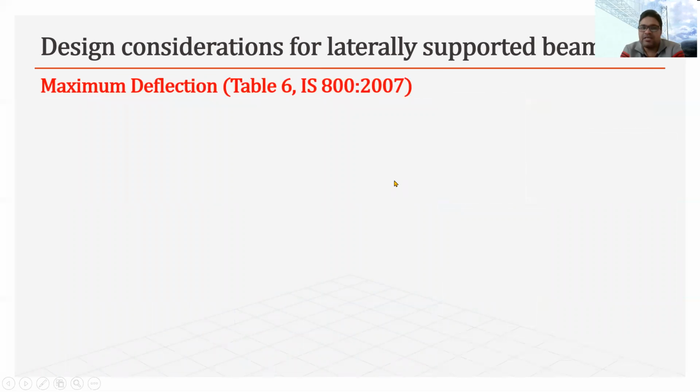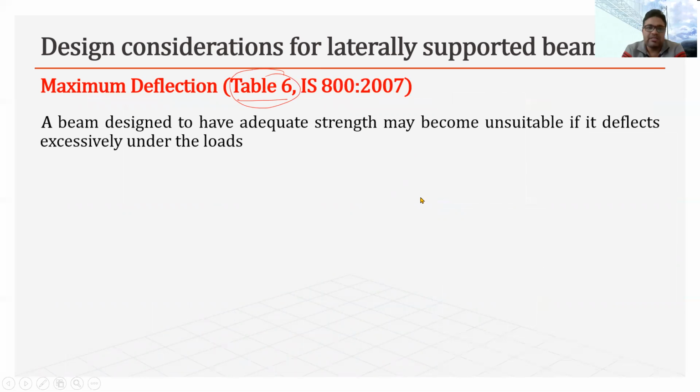Now, the next criterion is maximum deflection. Maximum deflection again needs to be checked as per the IS code, using Table 6 of the IS code. We will see this in more detail when we solve the numerical in the next lecture. So basically, why do we check for maximum deflection?